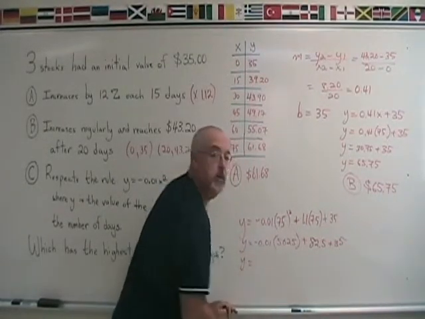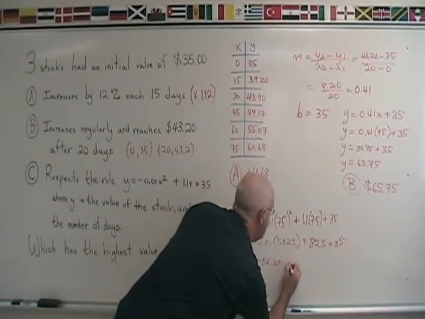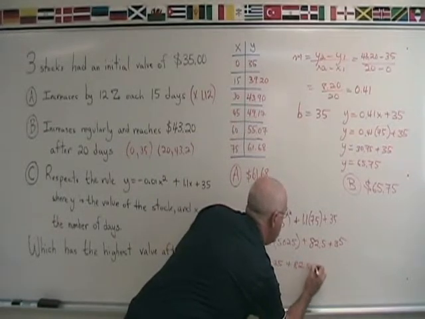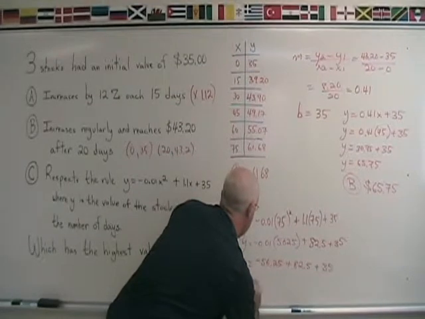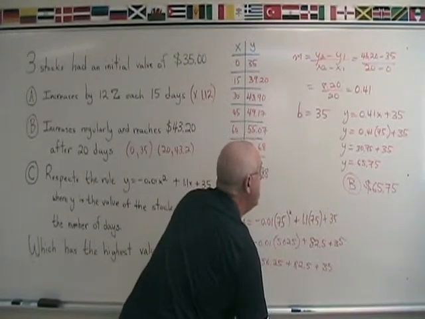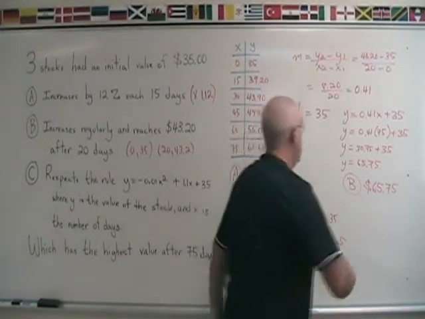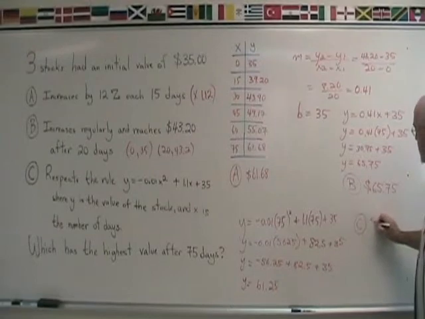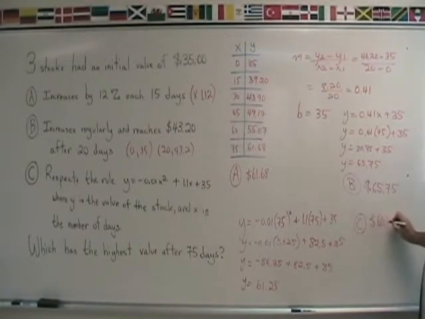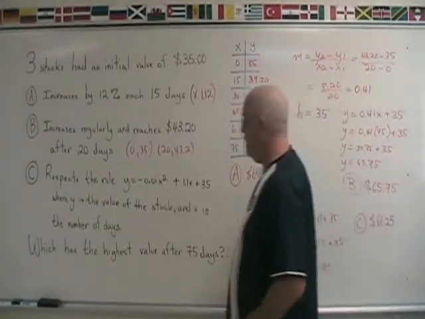Negative 0.01 times 5,625 is negative 56.25. Finally, when we add these three numbers together, we get an answer of 61.25. So stock C gives us a value after 75 days of $61.25.